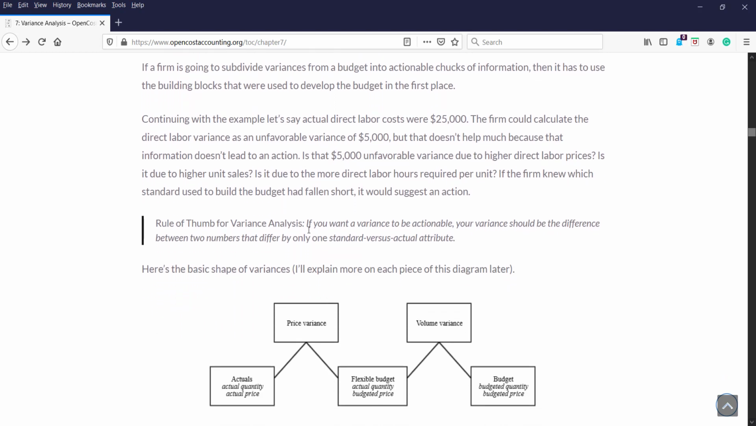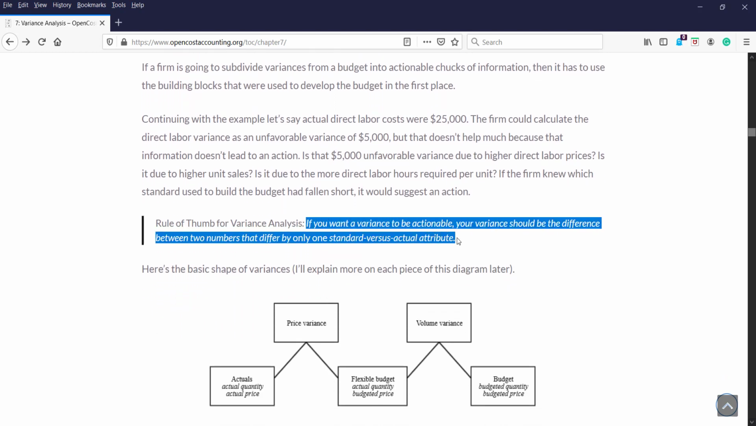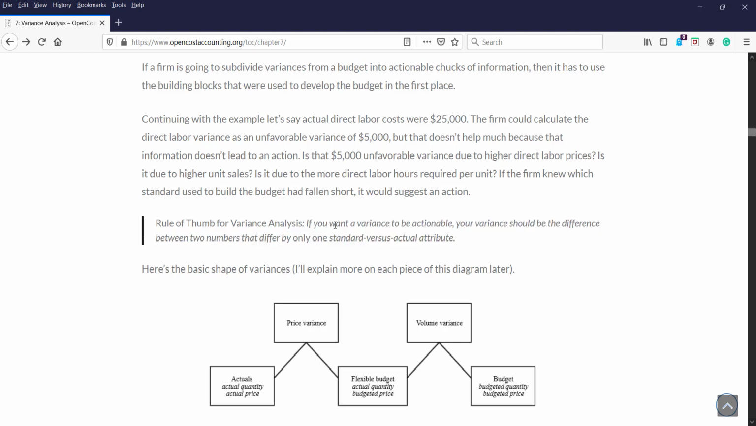All right, so here is where I make my definitive statement of what I've been explaining this whole time. If you want the variance to be actionable, your variance should be the difference between two numbers that differ by only one standard versus actual attribute. You want there to be one lever you're pulling between group 1 and group 2, and it's the only thing. Therefore, differences in results from group 1 and group 2 have to be due to that lever you're pulling, or you can have a lot of confidence that they're due to that.